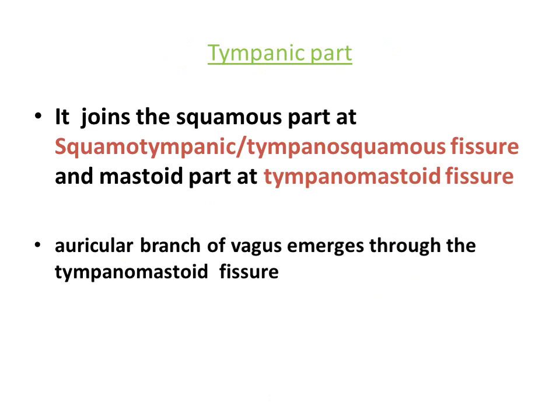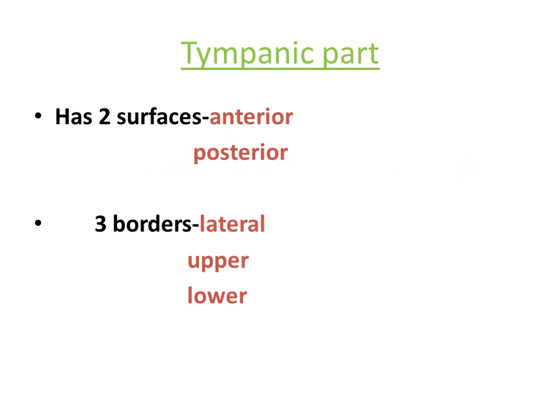Here again we were talking about the tympanosquamous and the tympanomastoid fissures and the auricular branch of vagus emerging through these fissures. The tympanic part has two surfaces, anterior and posterior, and three borders: lateral, upper and lower.